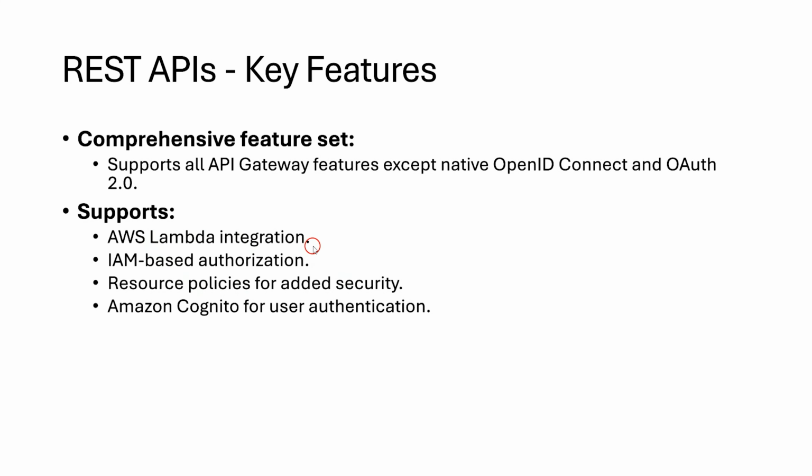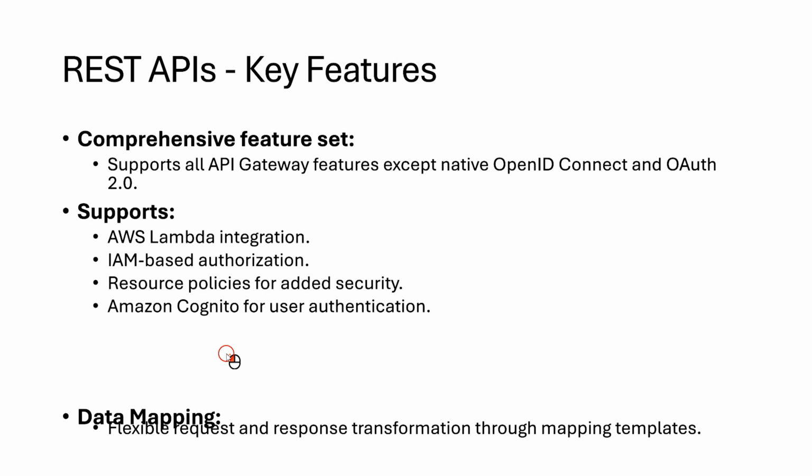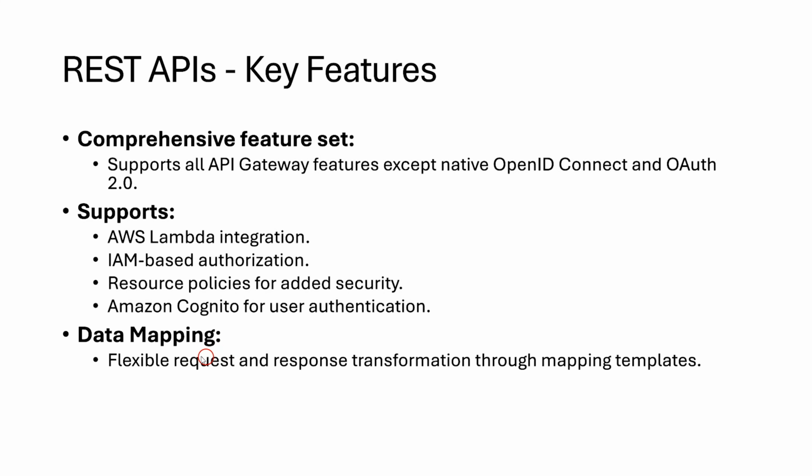You can directly integrate with Lambda. With IAM, you can do IAM based authorization. If you saw the previous session, we did that. And you can even set up resource-based policies for added security, for cross-account access, right? And you can use Amazon Cognito for user authentication. These are all supported by the REST APIs, which are lacking in HTTP APIs, and the inclusion of these features makes it a good choice for building complex enterprise level solutions. Okay, and they offer a lot more control for data transformations.